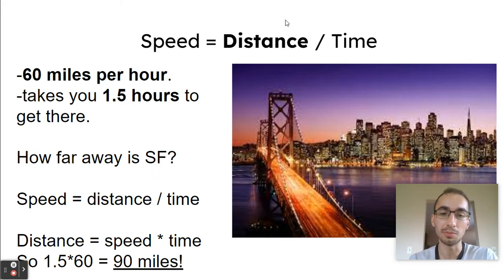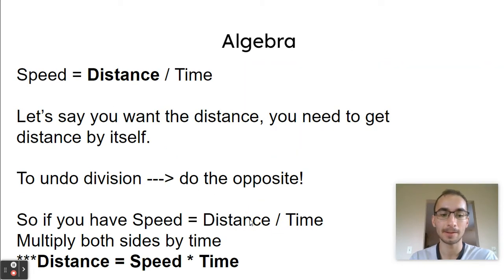So you multiply both sides by time, and you get distance equals speed times time. So you take the 1.5 hours it took you to get there, times your speed. That's how far away it is, 90 miles, approximately. So that's how you get distance. You take the speed you go times the time. Cool. And here's a little breakdown of the algebra. Make sure you have the new formula in your notes.